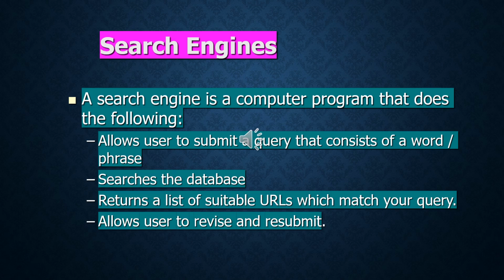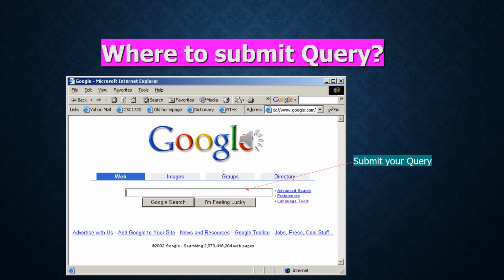Next is search engines. A search engine is a computer program that does the following. It allows the user to submit a query that consists of a word or a phrase. That means you can submit either a word or a phrase to the search engine. It searches the database, returns a list of suitable URLs which match your query, and allows the user to revise and resubmit. Just like you see, this is a place where you submit the query. After submitting the query, you click on Google Search or I'm Feeling Lucky. When you click on Google Search, it searches the database and releases the list of possible website URLs which match your query. That allows you to revise and submit again for further information.